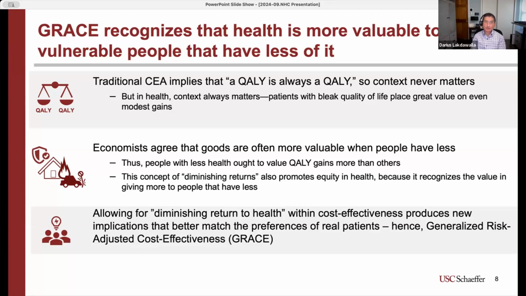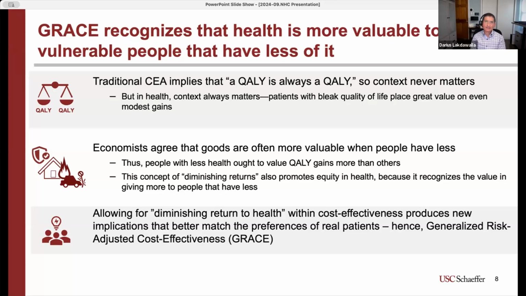For instance, patients with very bleak health circumstances may place quite a bit of value on even modest gains in their health. And economists in virtually every other application routinely agree that this is a feature of human preferences, that goods are more valuable to people that have less of them. Think about a simple example of a person living in a small 200 square foot studio apartment. An extra 100 square foot extension is very valuable to them, whereas someone living in a large 10,000 square foot estate might not care so much about that extra square footage. That's a concept we call diminishing returns in economics, and it has traditionally been absent in cost-effectiveness analysis.